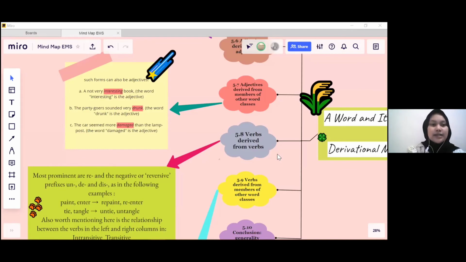The first sentence is in a not very interesting book. The word interesting here is the adjective. The second sentence is the party course sounded very drunk. The word drunk is the adjective. The last sentence, the car seemed more damaged than the lamp post. The word damaged here is the adjective.